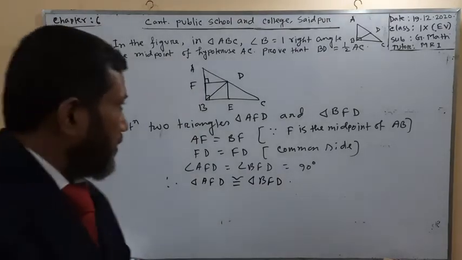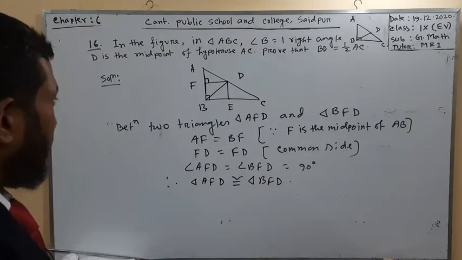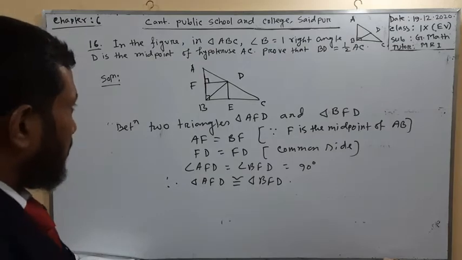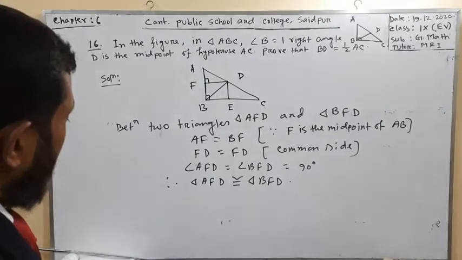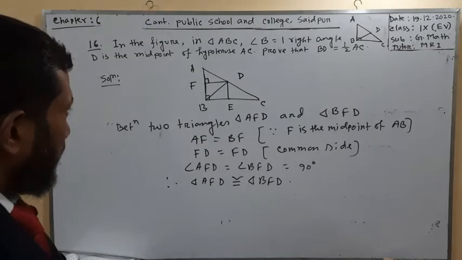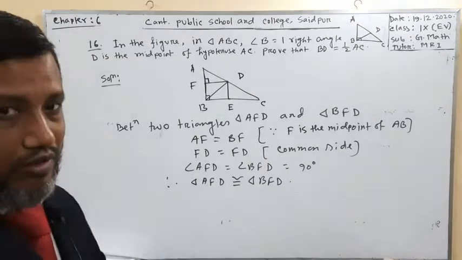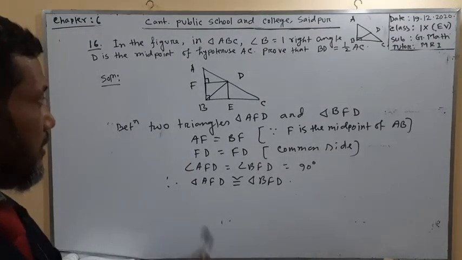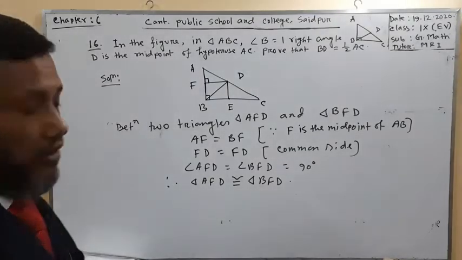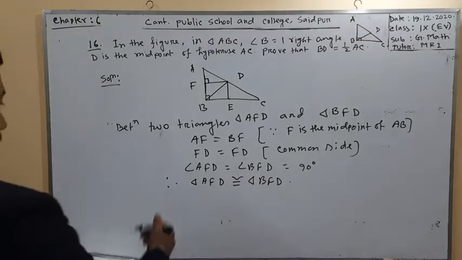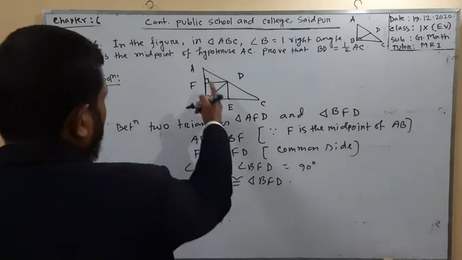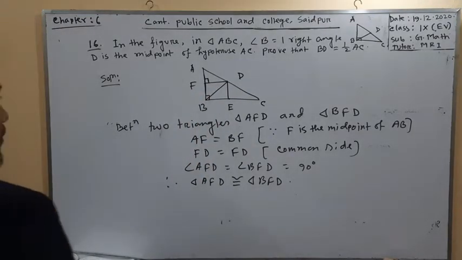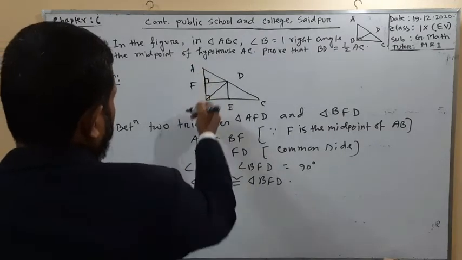Since triangle AFD and triangle BFD are right angle triangles, we can prove it another way: if the hypotenuse and one side are equal to the hypotenuse and one side of another triangle, then these two triangles will be congruent to each other. Okay. Now, since triangle AFD and triangle BFD are congruent to each other, we can tell easily here AD is equal to BD.